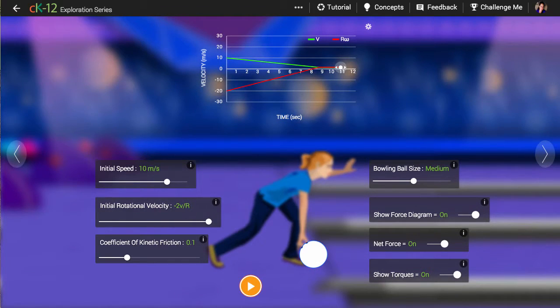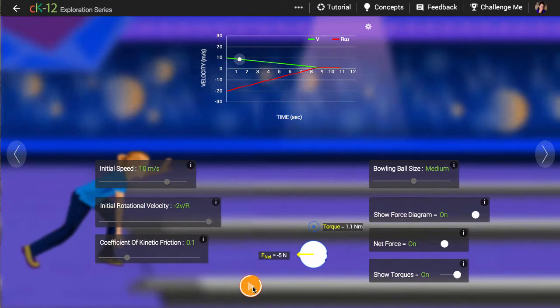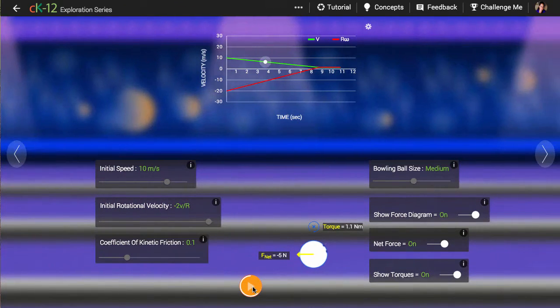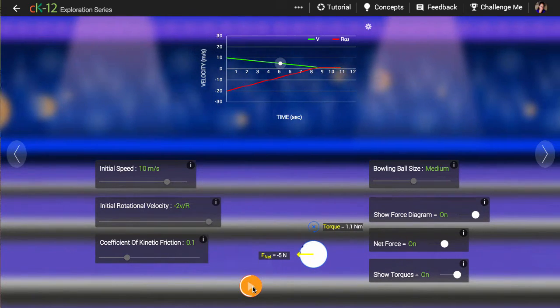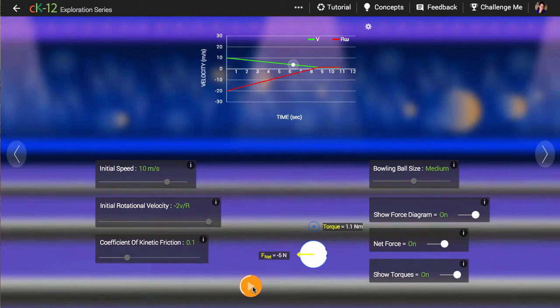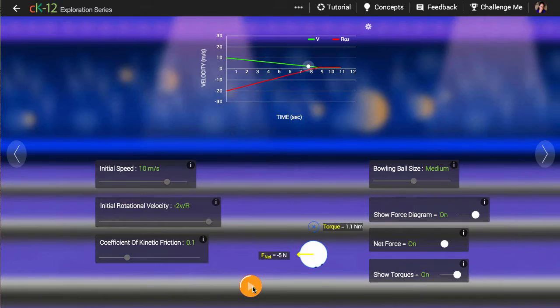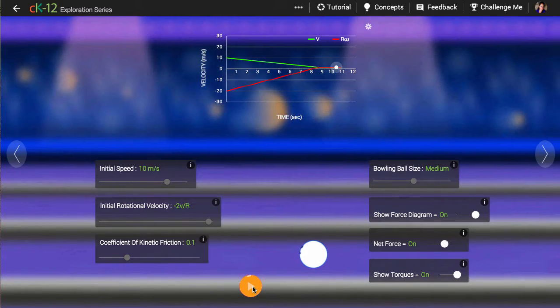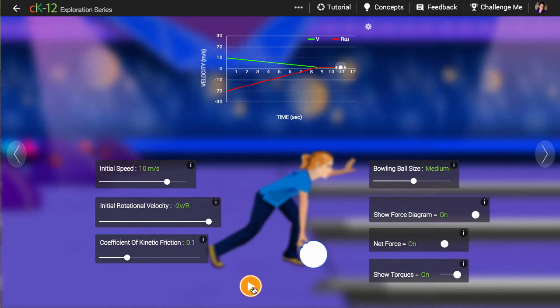The torque acting on the ball is the product of its radius and the frictional force. This is a clean product with no sign of any angle involved because the frictional force is always acting at a right angle to the radius vector. This torque, combined with the rotational inertia of the ball, allows us to calculate its angular acceleration. The upward red slope in the graph should match this acceleration when multiplied by the ball's radius.